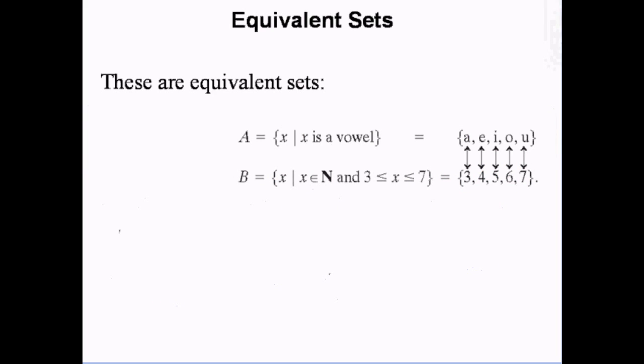Here's some more equivalent sets. X such that X is a vowel, and X such that X is a natural number and 3 is less than or equal to X is less than or equal to 7, which means it includes both 3 and 7, so you get 3, 4, 5, 6, 7. So the cardinal numbers of both sets are 5.